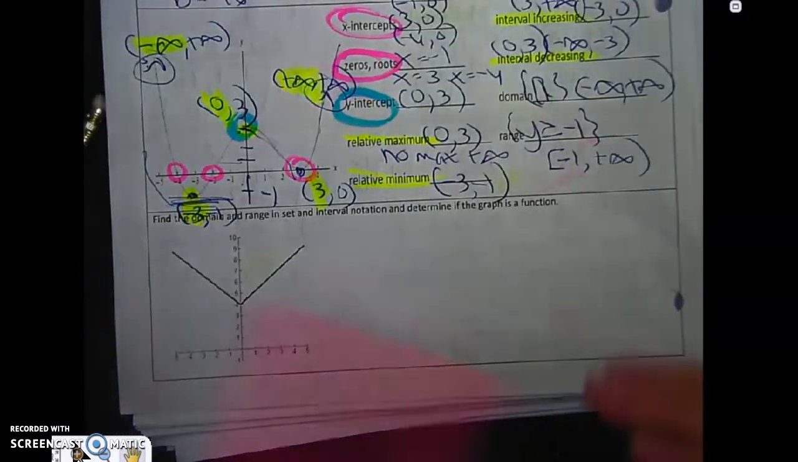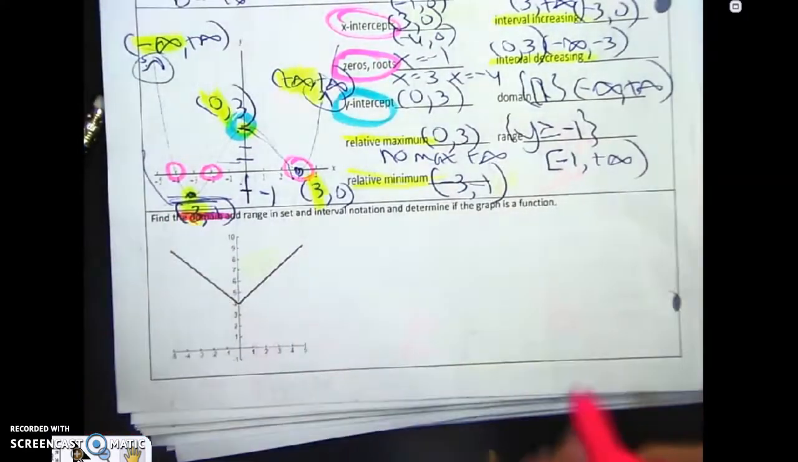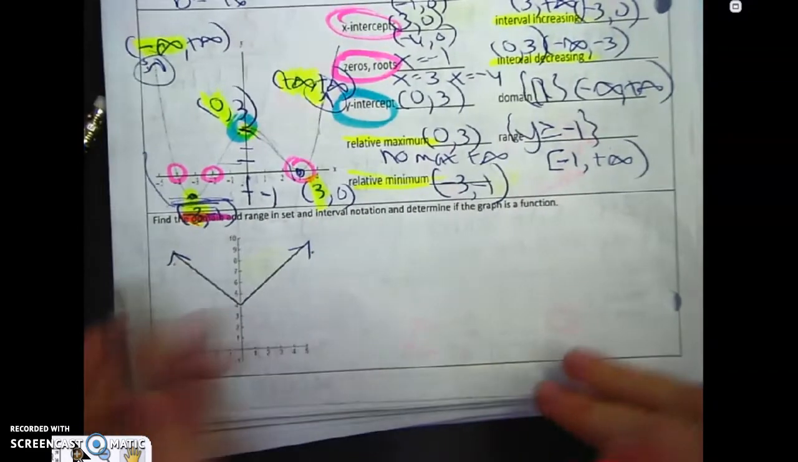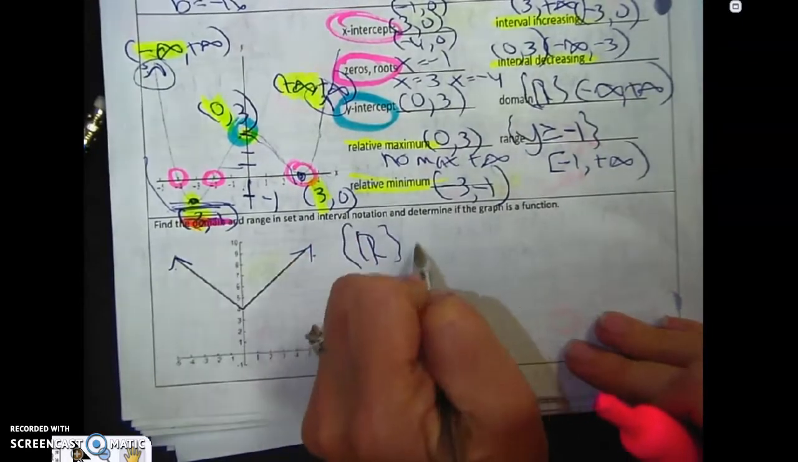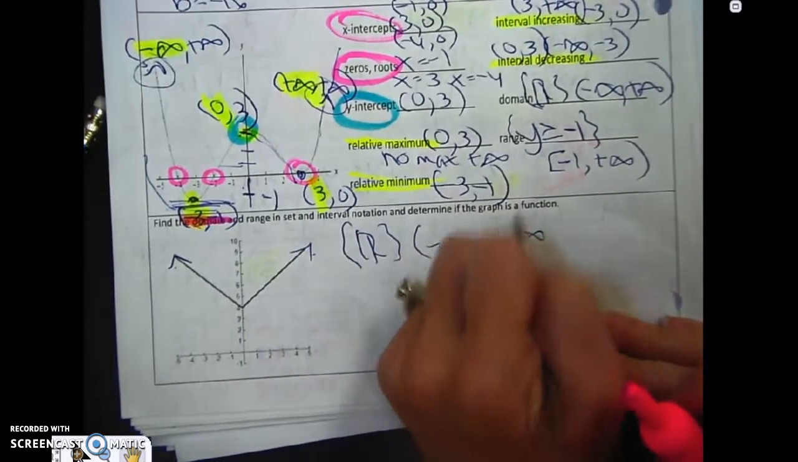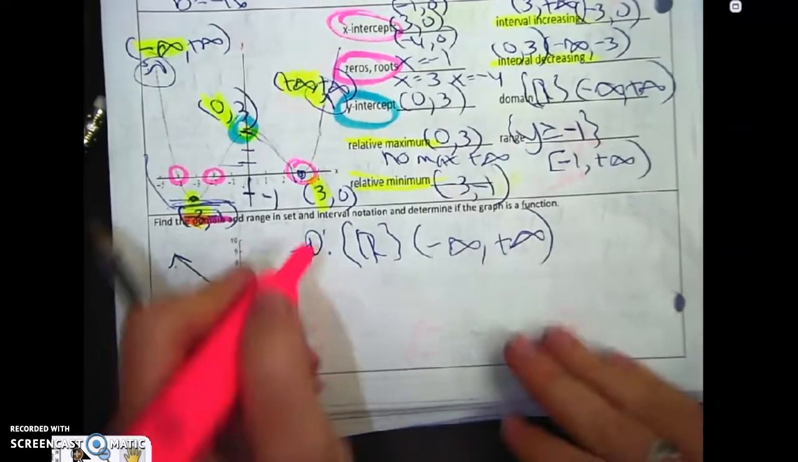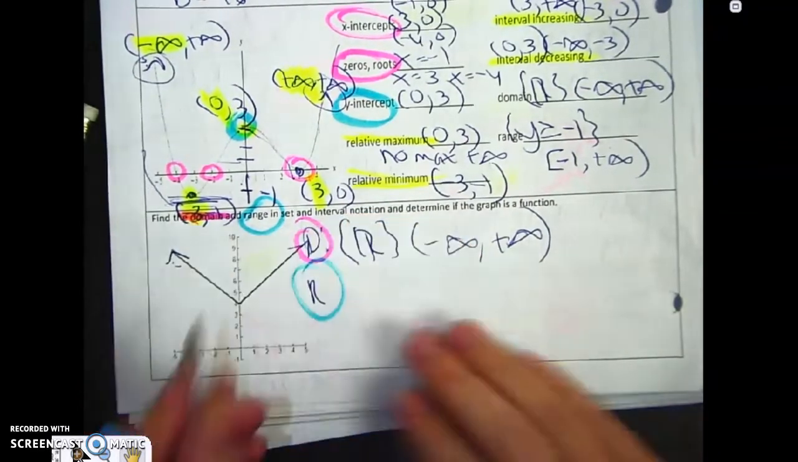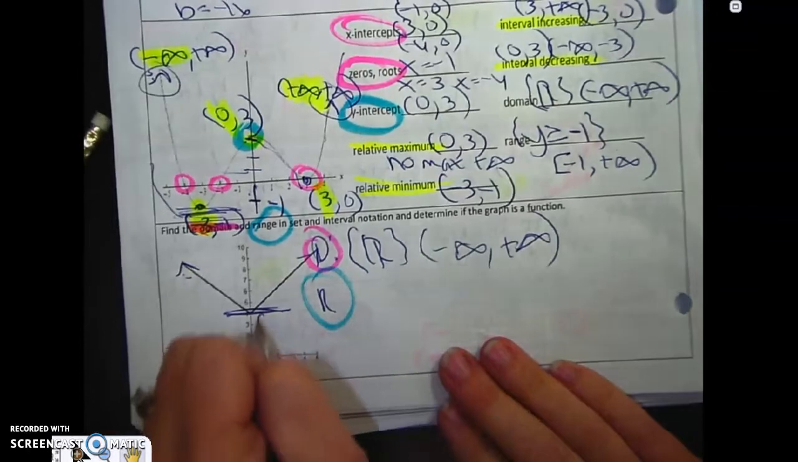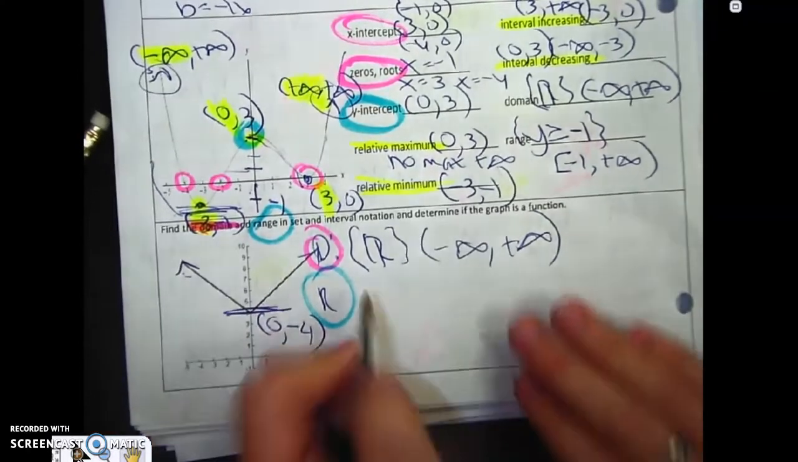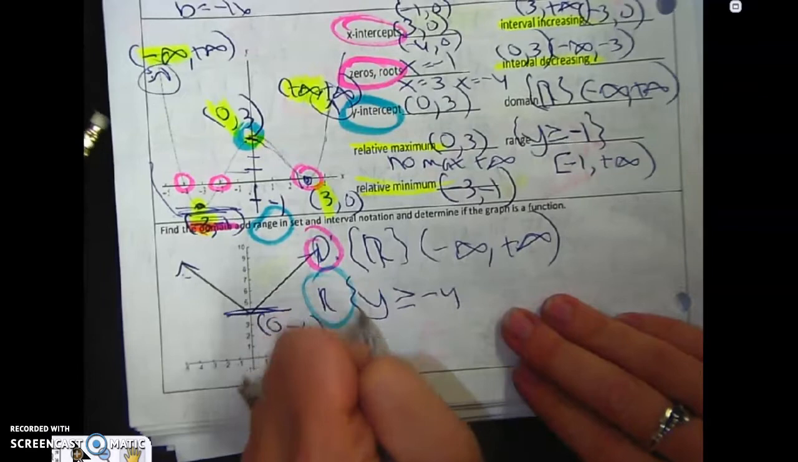All right, this one, all they want is the domain and range in interval and set notation. So let's pretend it goes forever. Domain is everything to the right, everything to the left. All real numbers, negative infinity to positive infinity. That's my domain. I always did that in X in pink. And then my range, I always did in blue. My range is everything up, everything down. The problem is it's going up, but not going down. It starts here and goes up. What is that value? -4. So y is greater than or equal to -4.